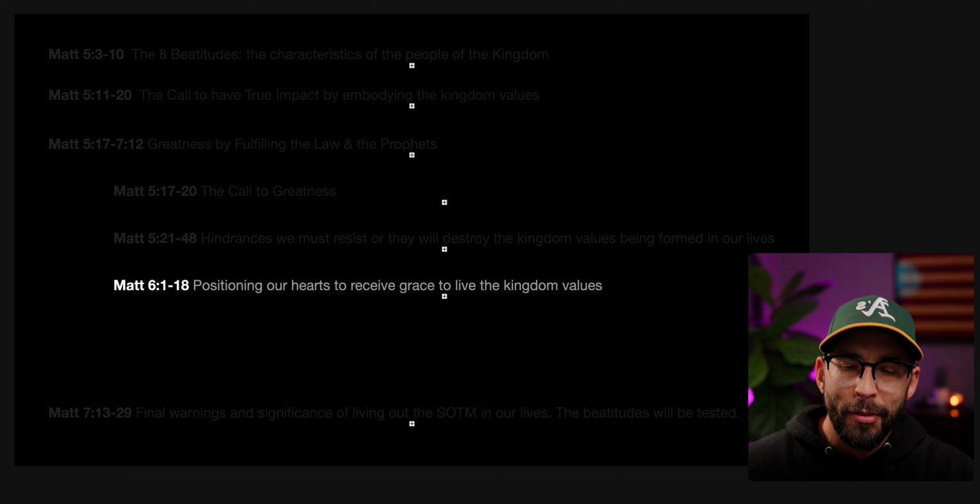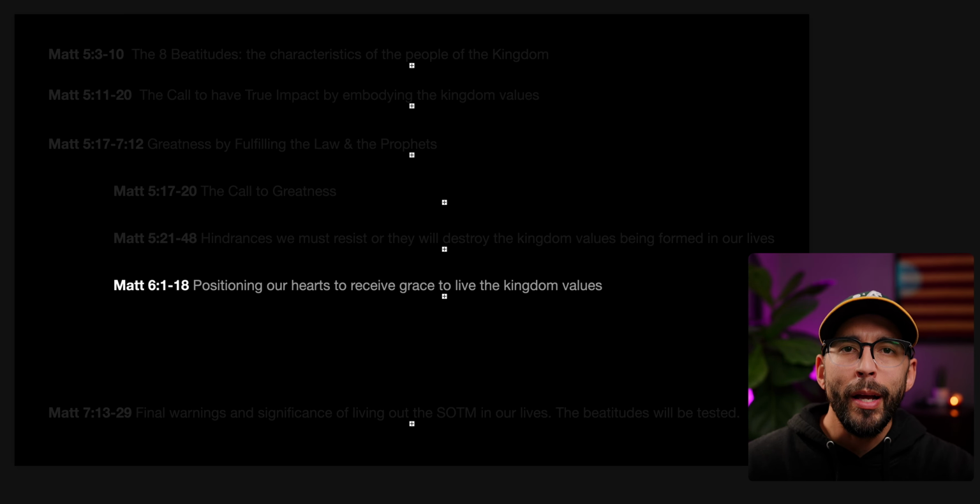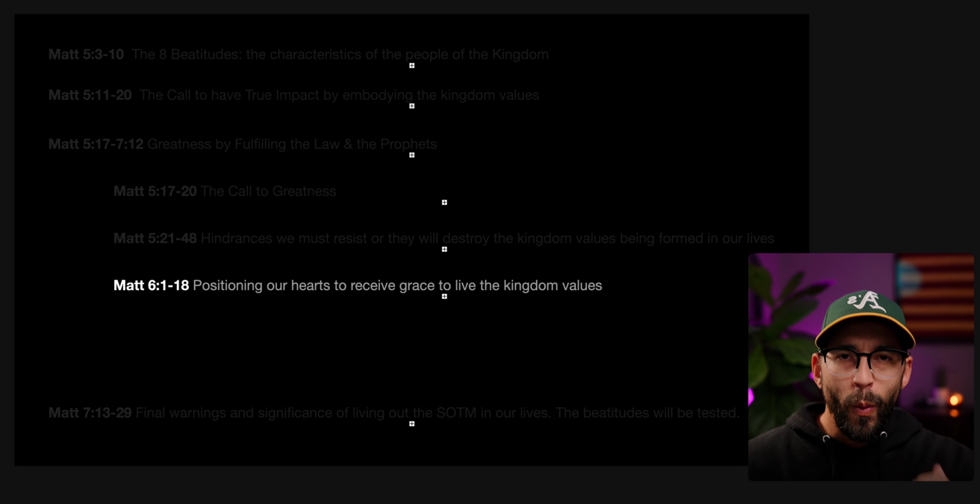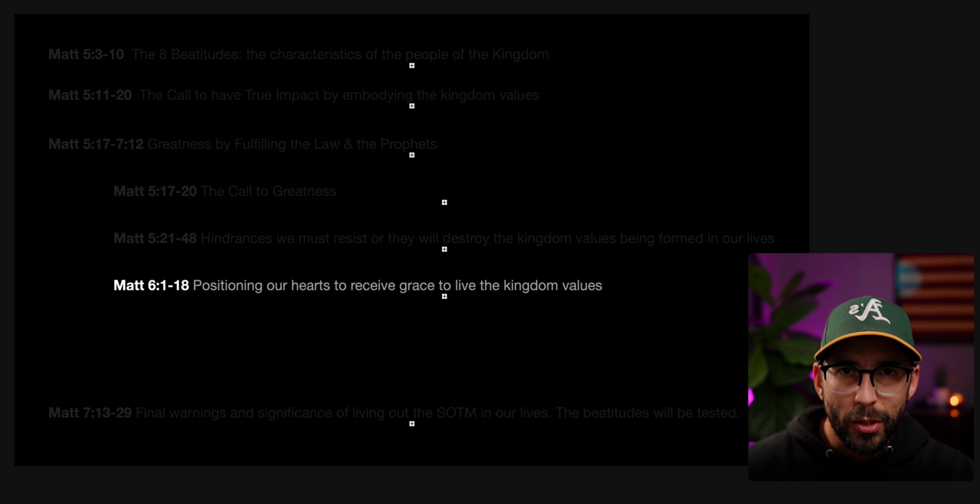The next section, once again, there's a literary cue that I've used in the text to help me divide it up. Jesus says, when you give, when you pray, when you fast. And I've used that to help me divide up this section, saying, okay, something similar is going on in these three things. I've labeled it Matthew 6:1-18, positioning our hearts to receive grace to live the kingdom values. So it's a way in which we access grace from God to be able to live the way he wants us to live.